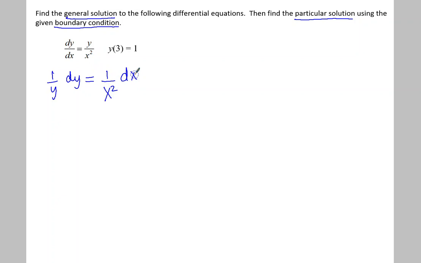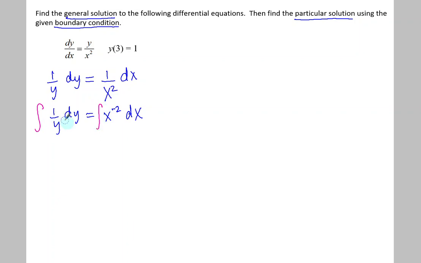Now to prepare to integrate, I do keep this as 1 over y times dy, but any other power that's not 1, I bring it up and write it with a negative exponent, x to the negative 2. Now I'm ready to take the integral of both sides.